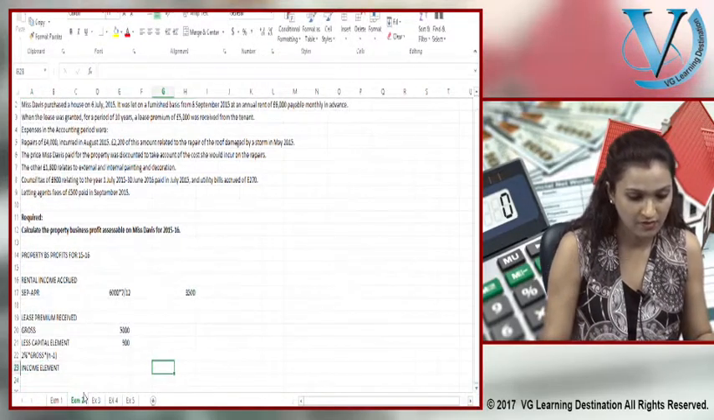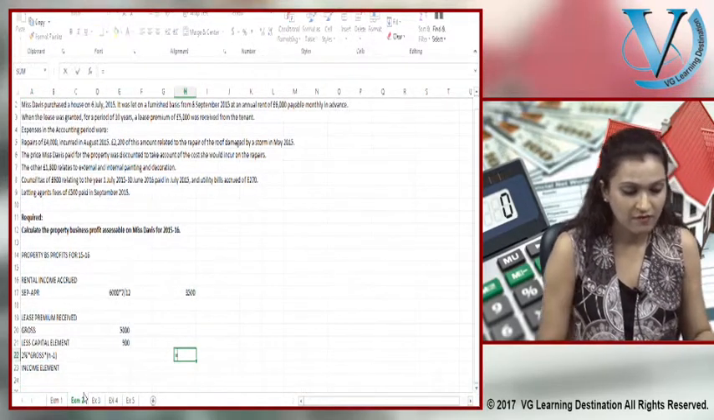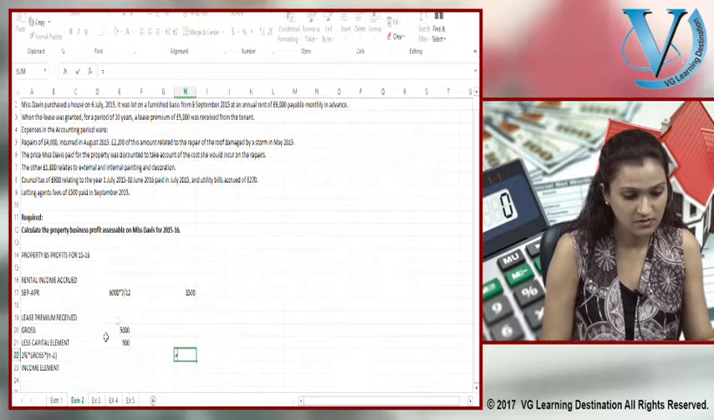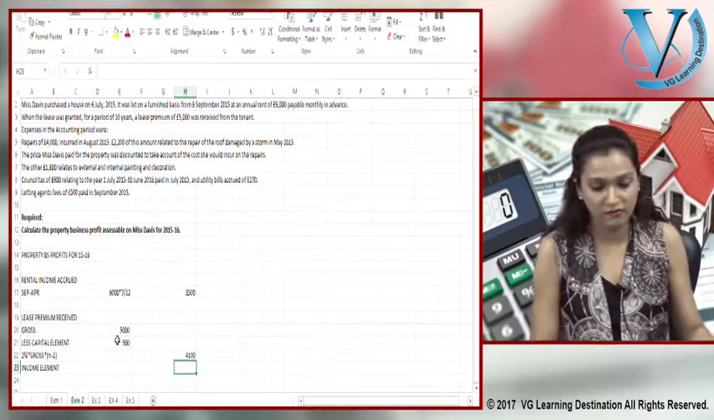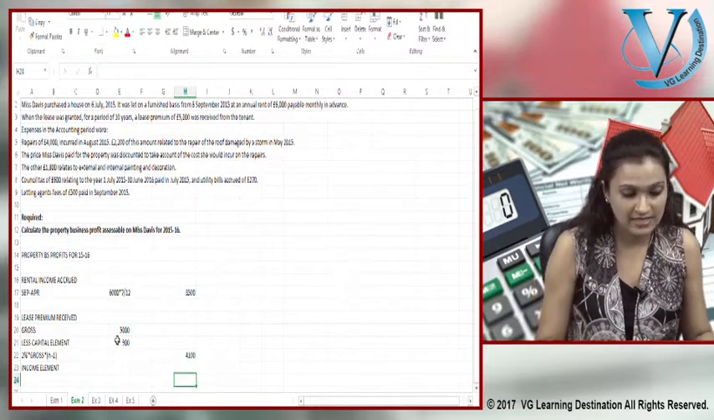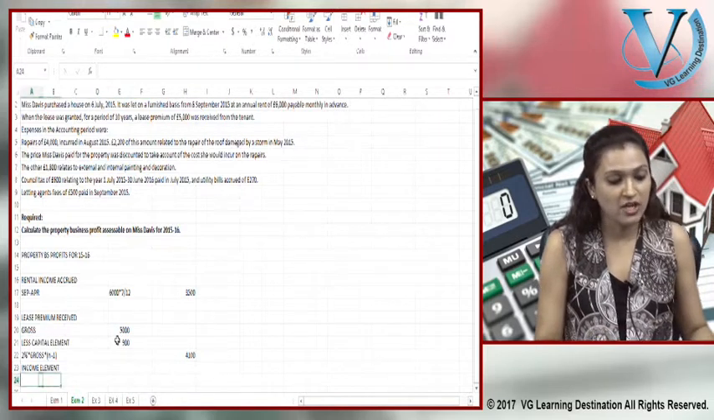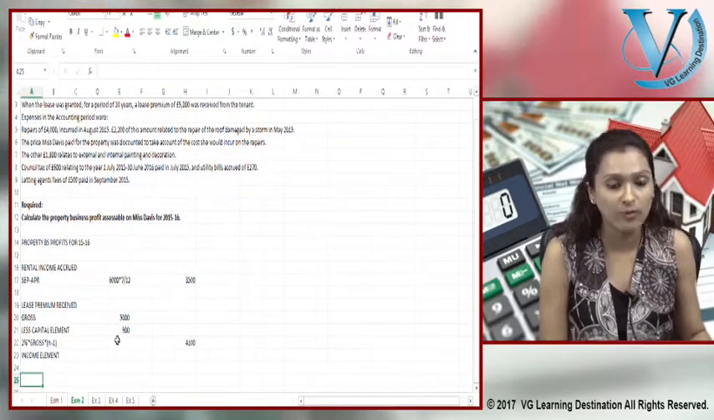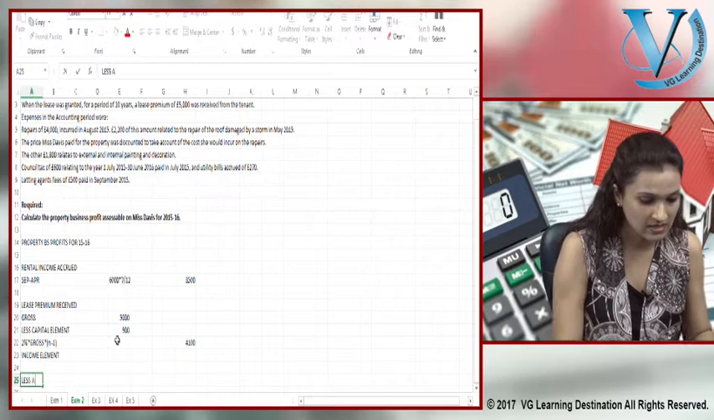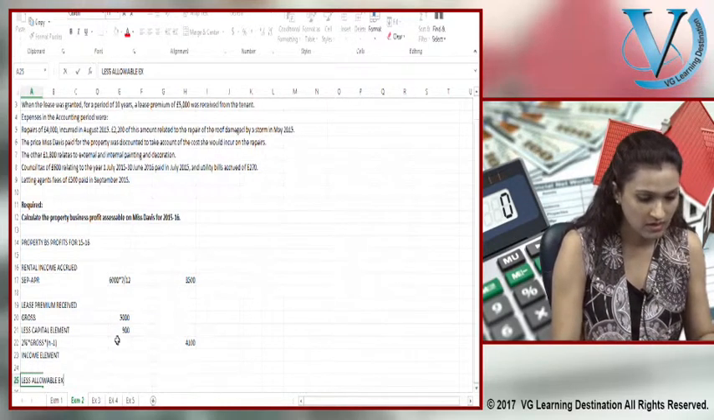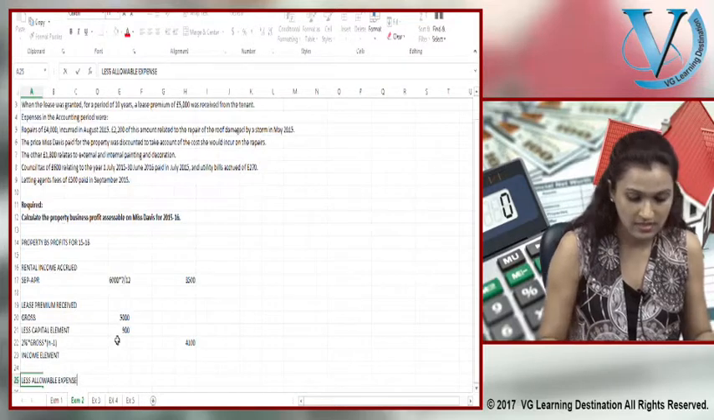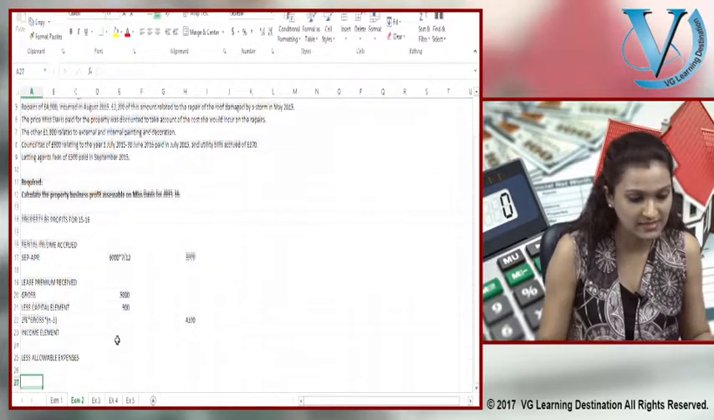of 5,000 minus 900 comes out to be 4,100, resulting into a total gross. Now what do you reduce from it? You reduce your allowable expenses. So less allowable expenses. How much are your allowable expenses?